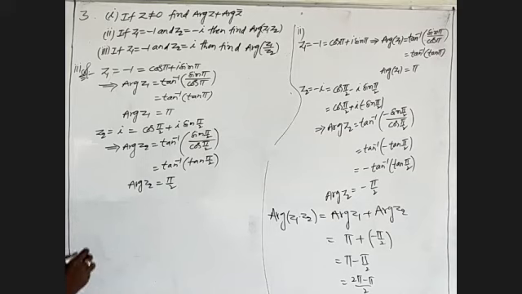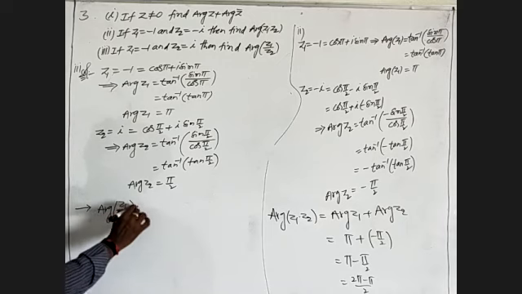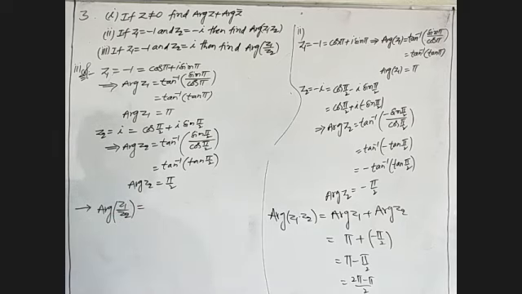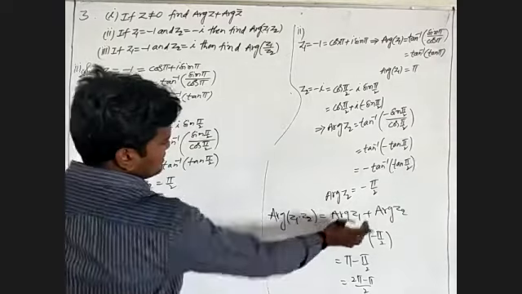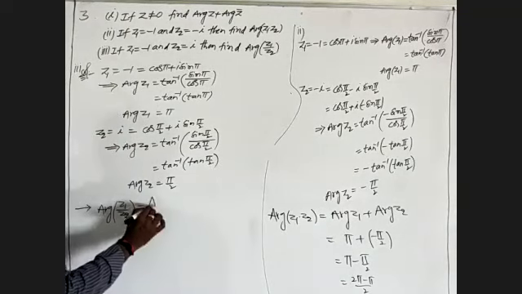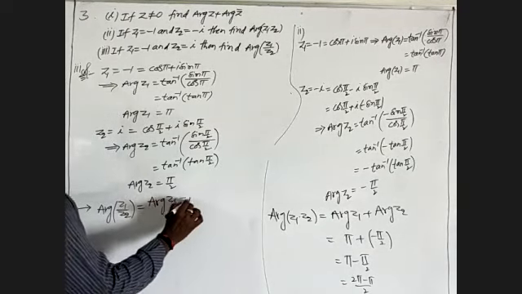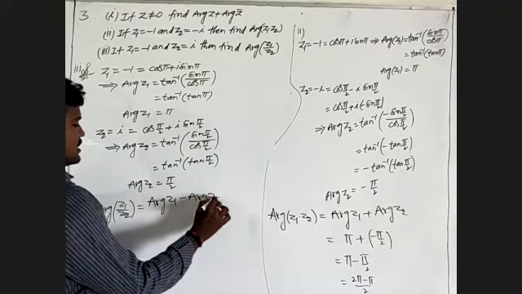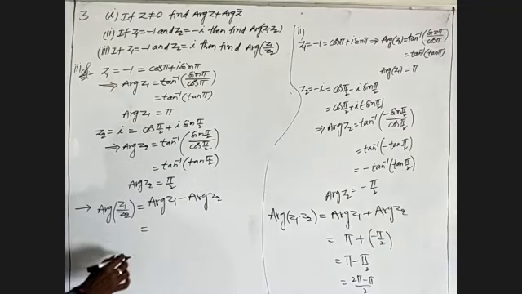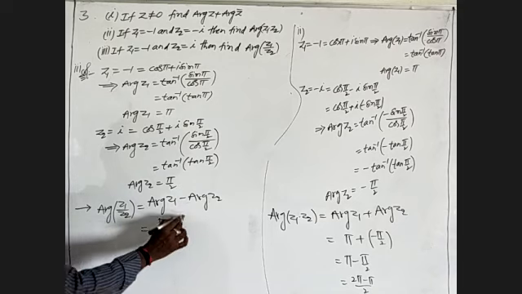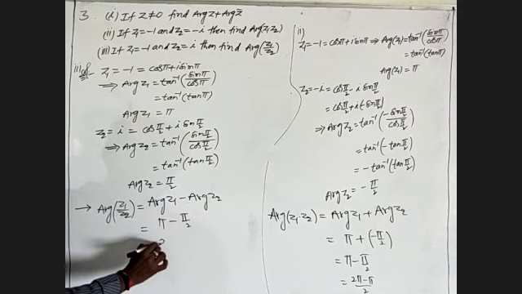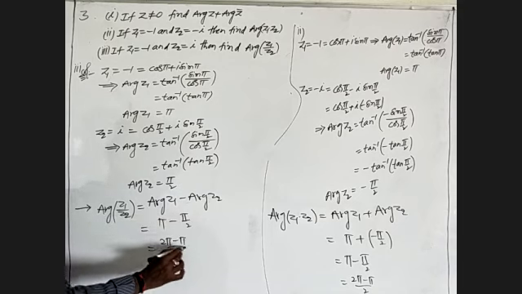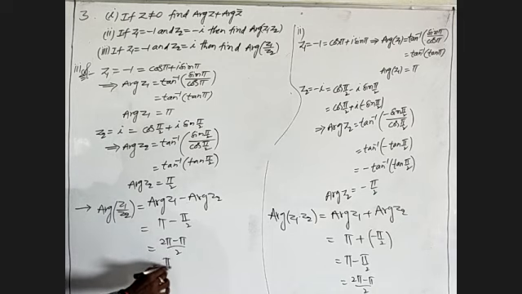By the problem, what we have to find is argument of Z1 by Z2. Already I said, for multiplication take plus, for division take minus. Argument of Z1 minus argument of Z2, where argument of Z1 is pi, so pi minus pi by 2 is nothing but pi by 2. This is the value of argument Z1 by Z2.